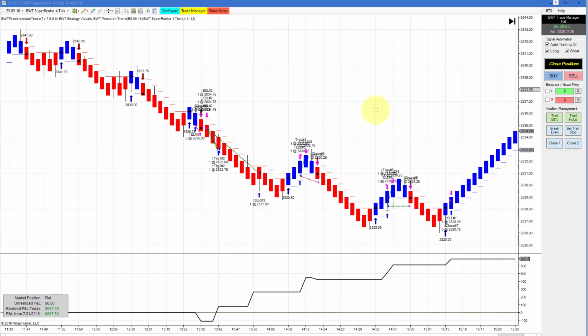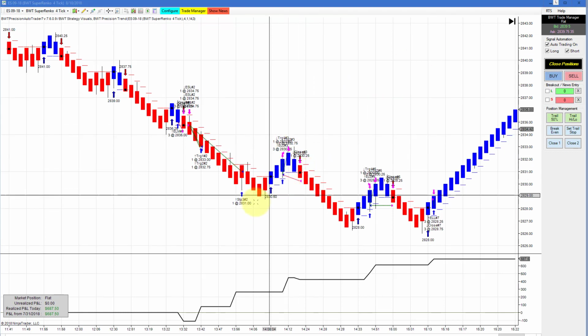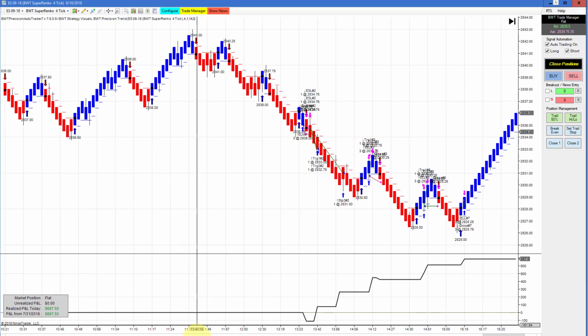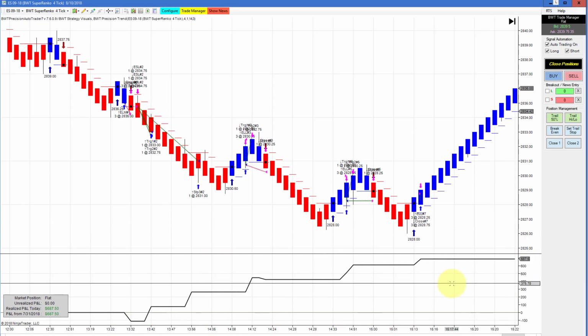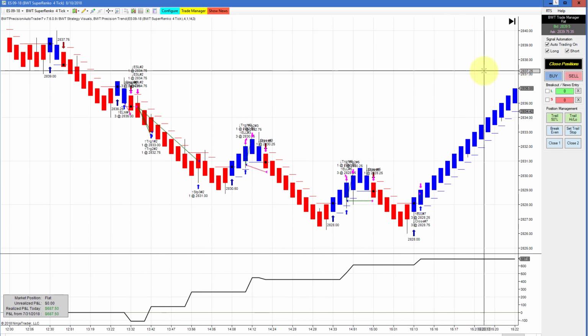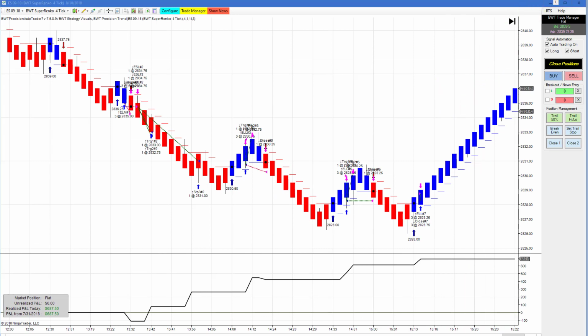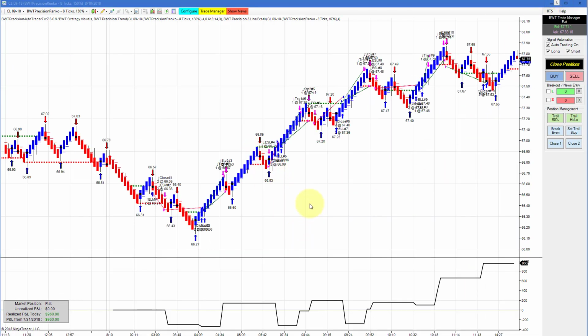Okay, the ES on a Super Renko 4 tick did 687.50 for the day, and this one starts trading at 12:30 noon. Okay, the crude on the Precision Renko 8 150 did $960. This is using our line break logic.